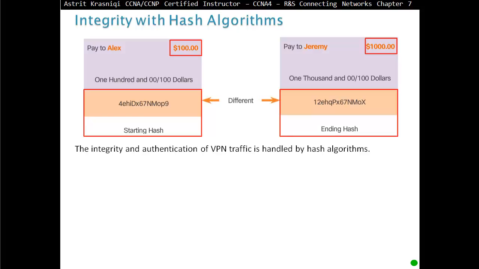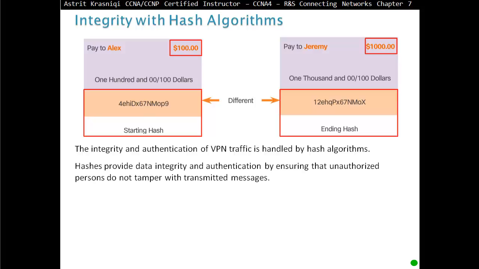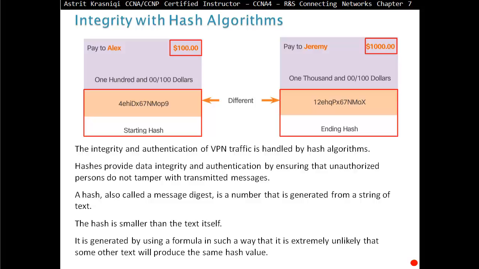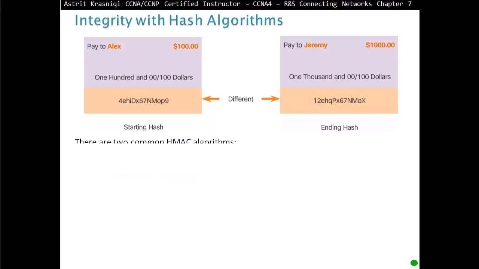The integrity and authentication of VPN traffic is handled by hashing algorithms. Hashes provide data integrity and authentication by ensuring that unauthorized persons do not tamper with transmitted messages. A hash, also called a message digest, is a number that is generated from a string of text. The hash is smaller than the text itself. It is generated by using a formula in such a way that it's extremely unlikely that some other text will provide the same hash value.